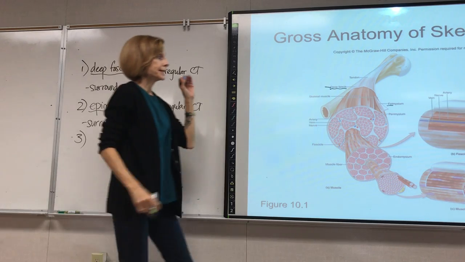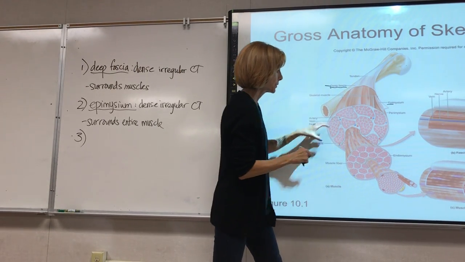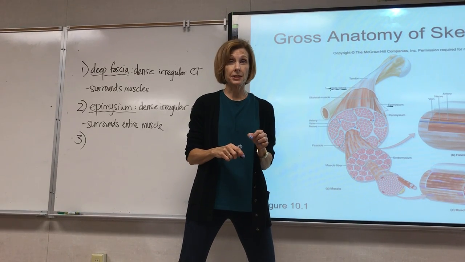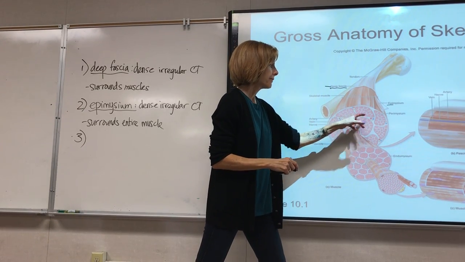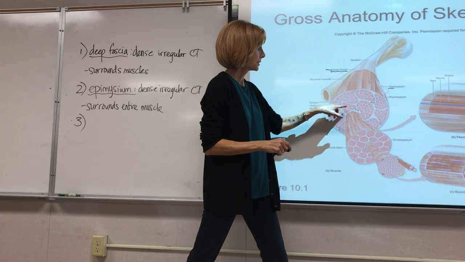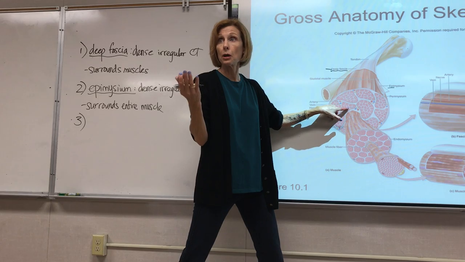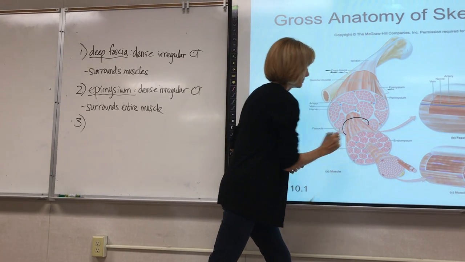Okay, now inside the muscle, notice we have these cylindrical structures. They're showing one sticking out here. These are called fascicles. Each of these is a fascicle. A fascicle is a bundle of muscle fibers. These little pink things here are muscle fibers, also called muscle cells. So this whole thing is a fascicle.